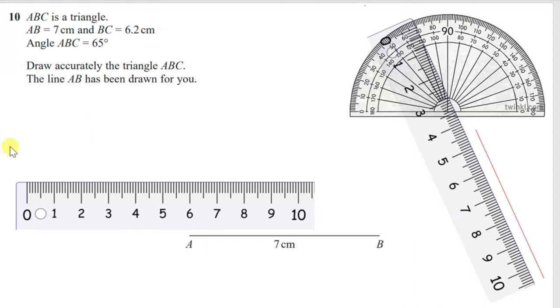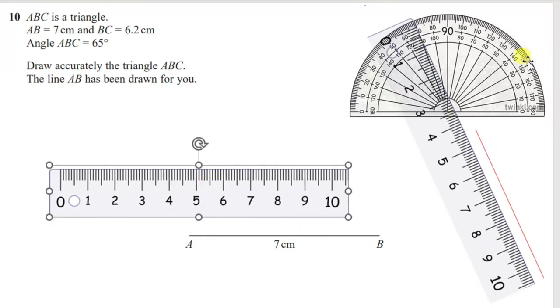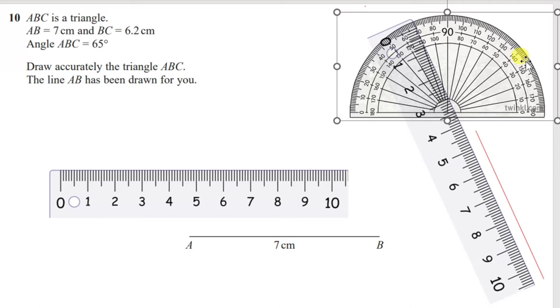Okay, so in this question, there's two things you need, yeah? And I purposely put two rulers because it's going to help me because I'm using a PC. First, you need your ruler, and you need a protractor. These two things, yeah? This is absolutely necessary.